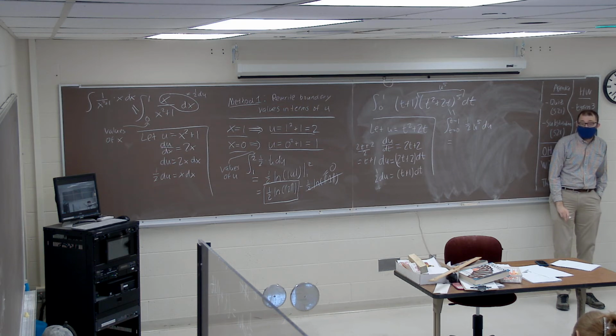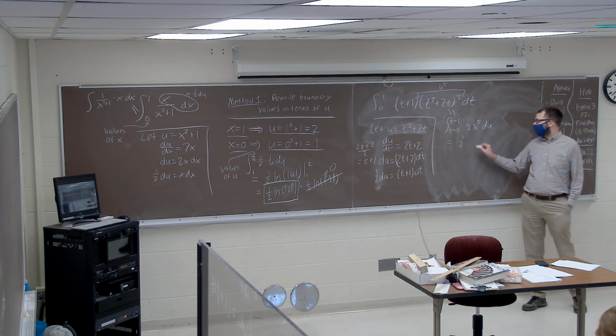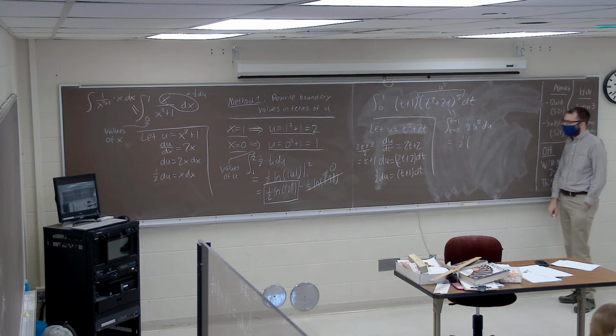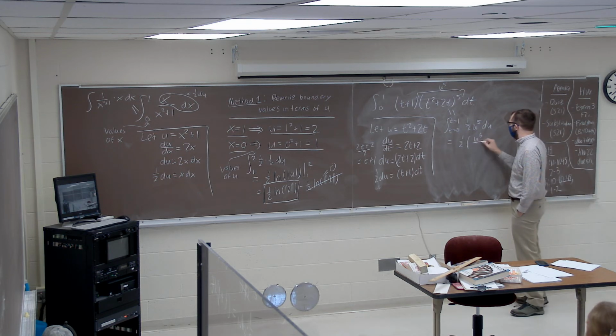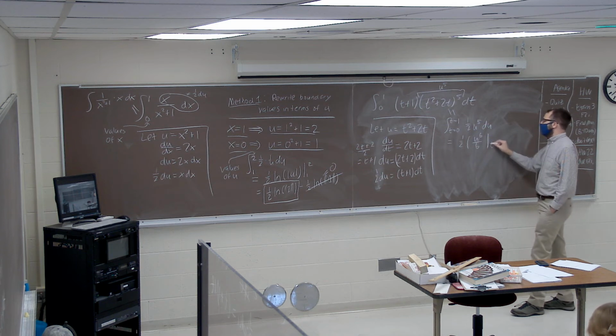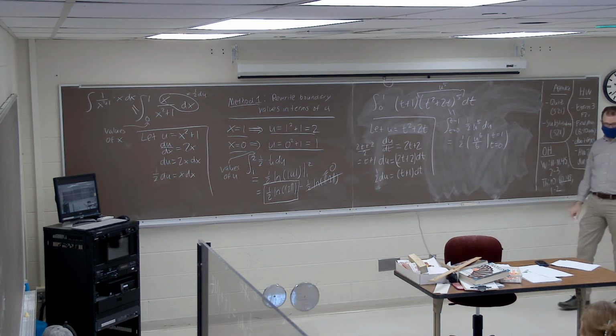Kinsey, how would we integrate 1/2 u to the 5th with respect to u? Just leave 1/2 out because it's a constant. And then u to the 6th over 6. U to the 6th over 6? I like it. From t equals 0 to t equals 1.